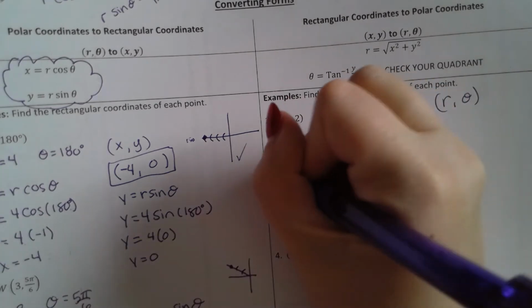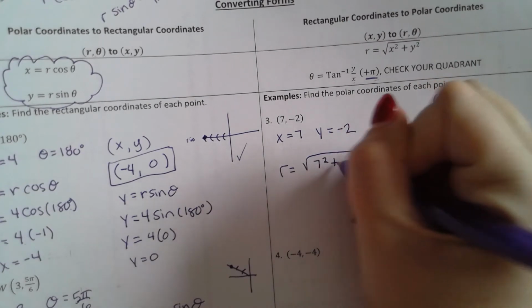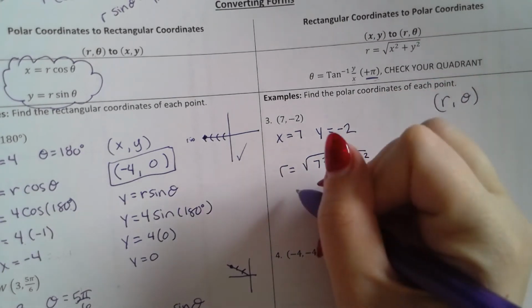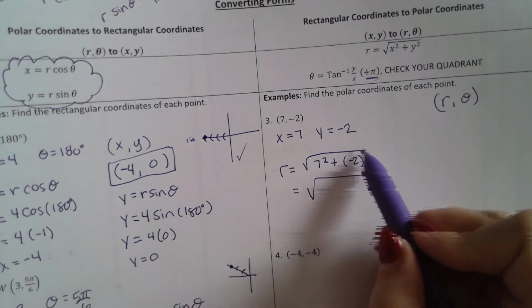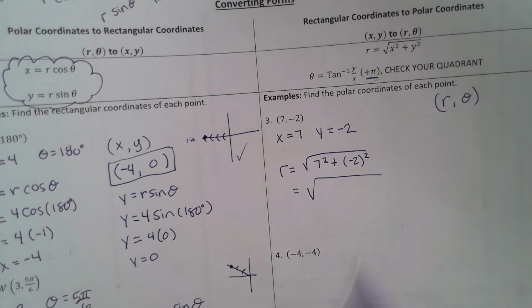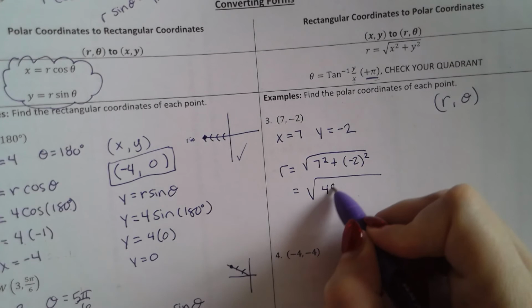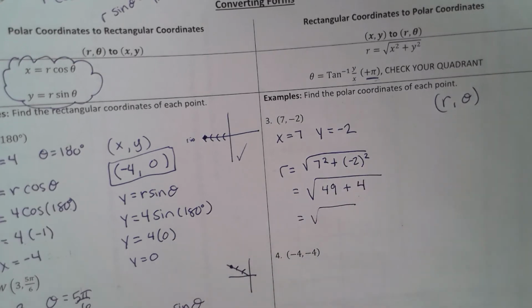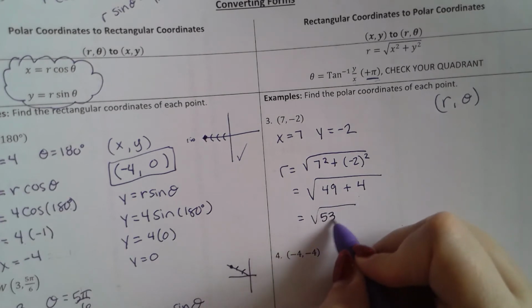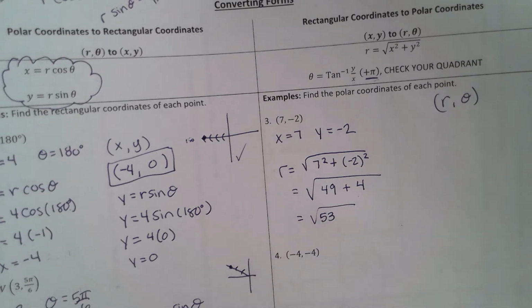So if I want to find r, our formula for r is the square root of x squared plus y squared. Now remember that whenever we square a negative, it becomes positive. Don't be that person that messes that up. If that confuses you, sometimes I don't even write the negative here so that it doesn't confuse anybody. Okay, so 7 squared, 49, 2 squared, 4. So square root of 53. And then ask yourself, can that break down? 53 cannot break down, so we'll just leave that as root 53.